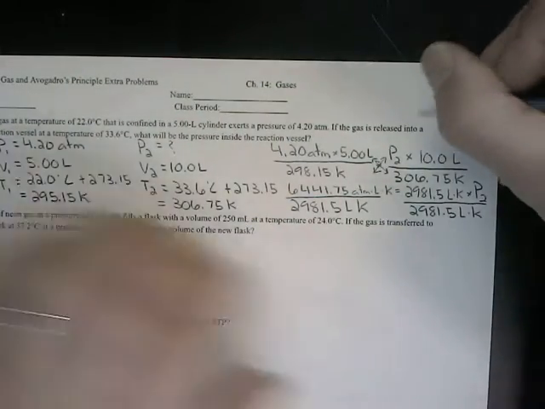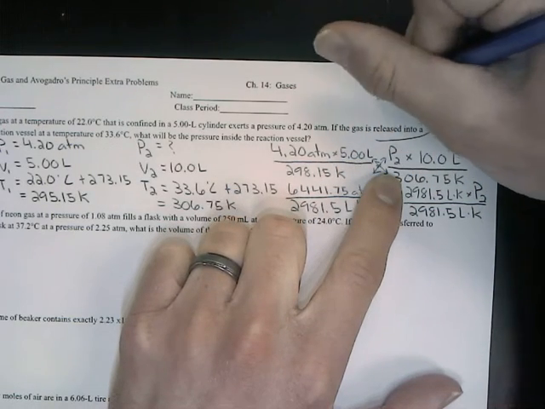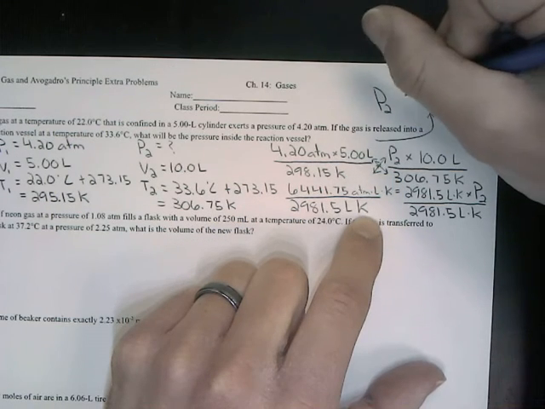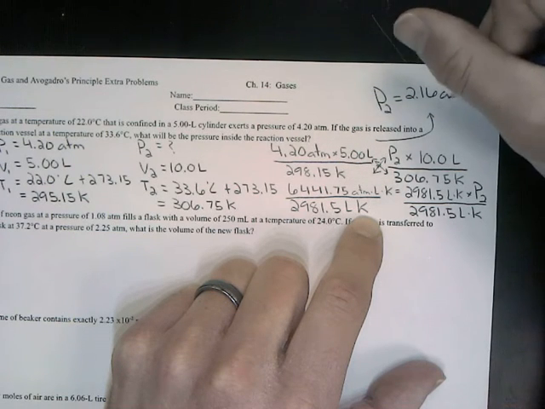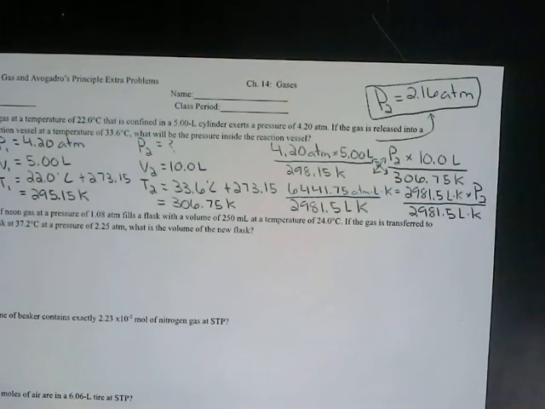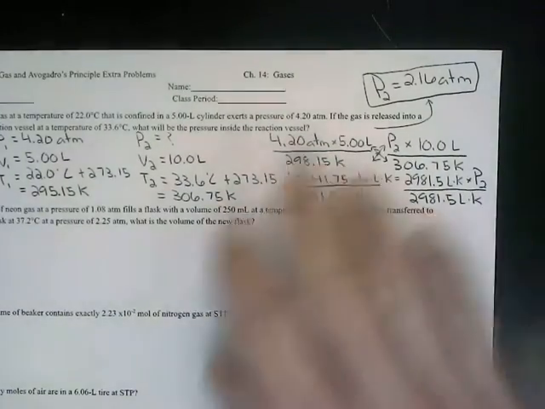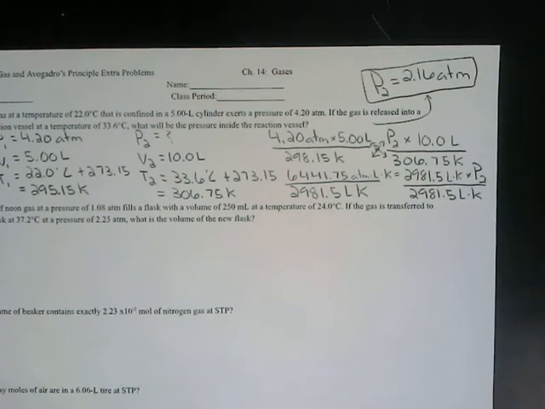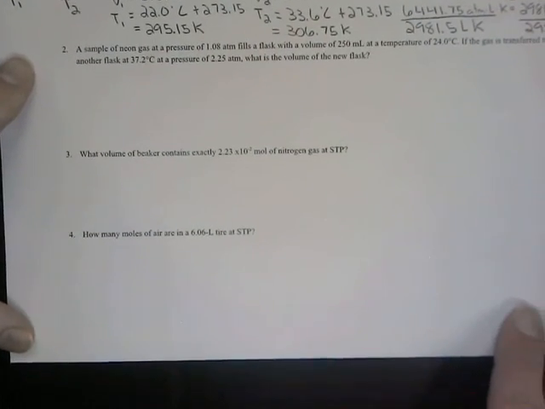So our second pressure here, I'm going to write this above, would be 2.16 atmospheres. And that would be our second pressure. Okay, so again, be careful with your algebra here, but it's no different than the gas laws. We just put all of those variables together here. All right, so I'm going to show you number 4, and then you'll need to do the remaining problems.